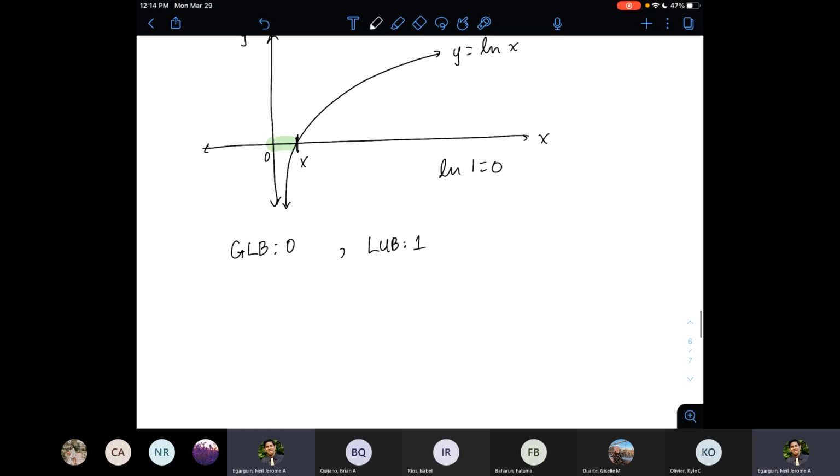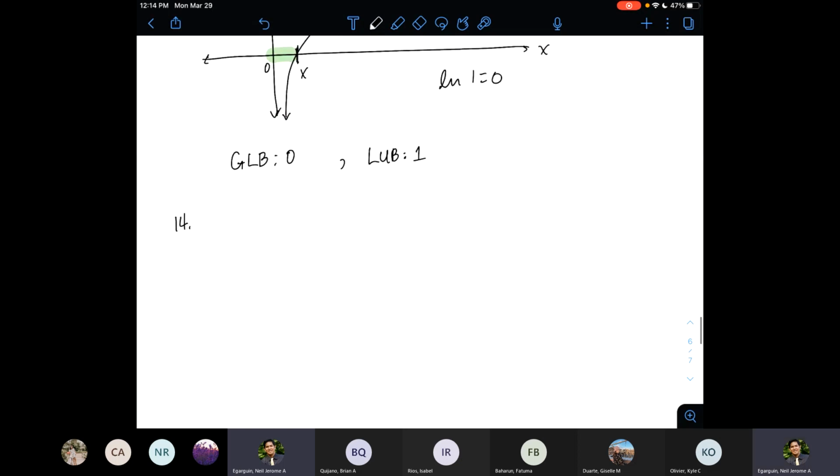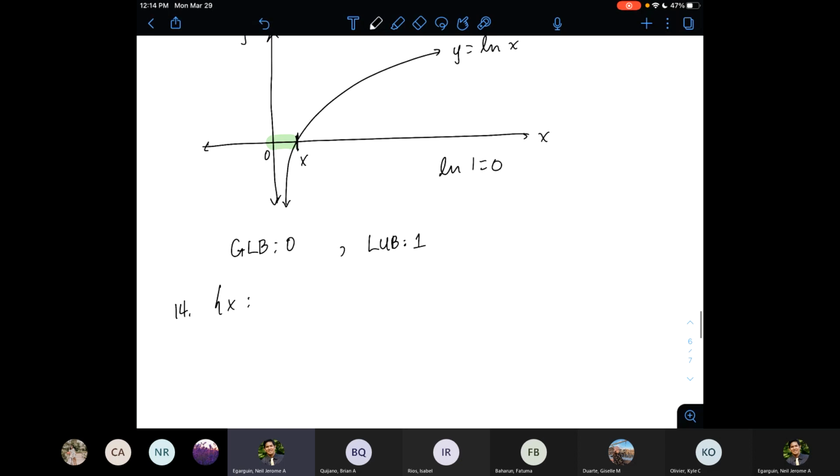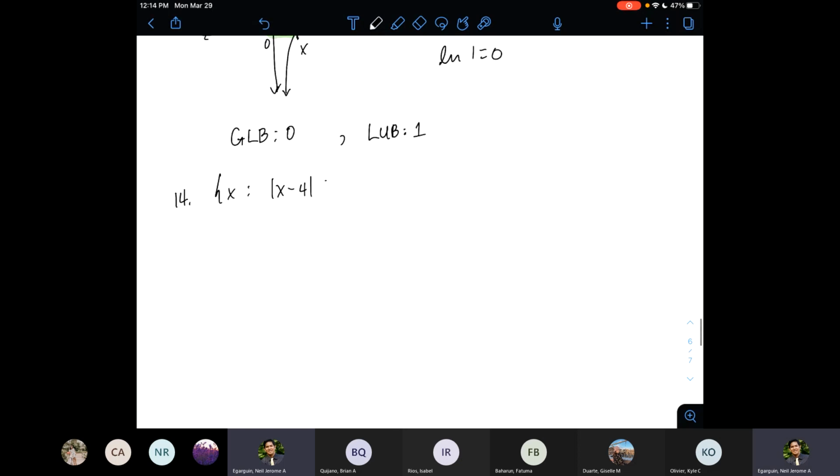Okay. Let's try 14. The set of all x's such that |x minus 4| is greater than 2.